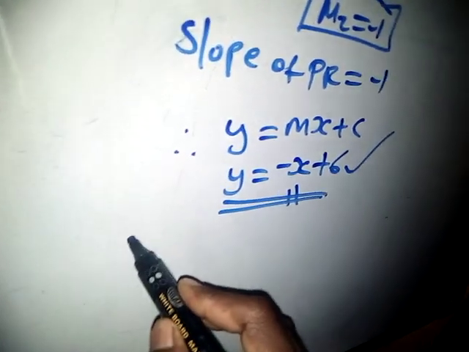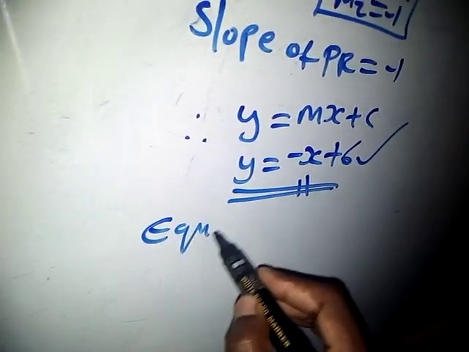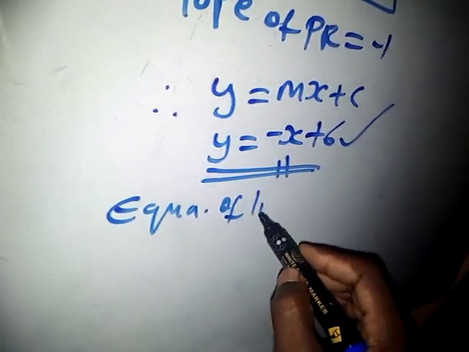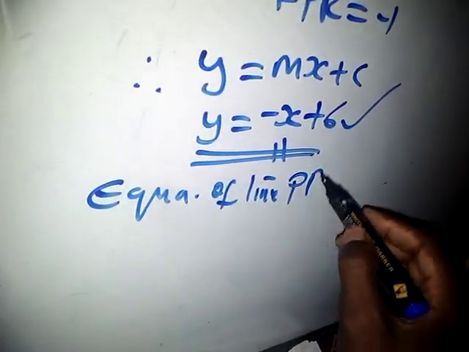So this is the equation of line PR, and this is the answer.